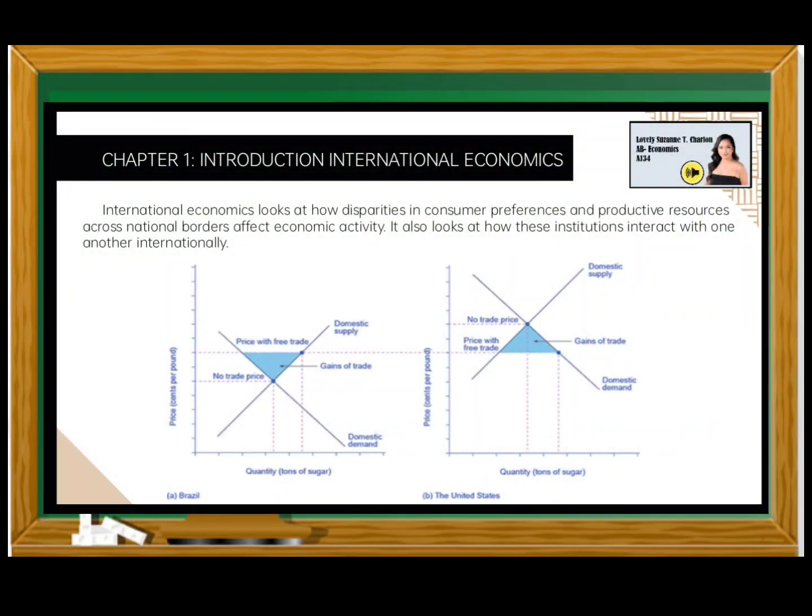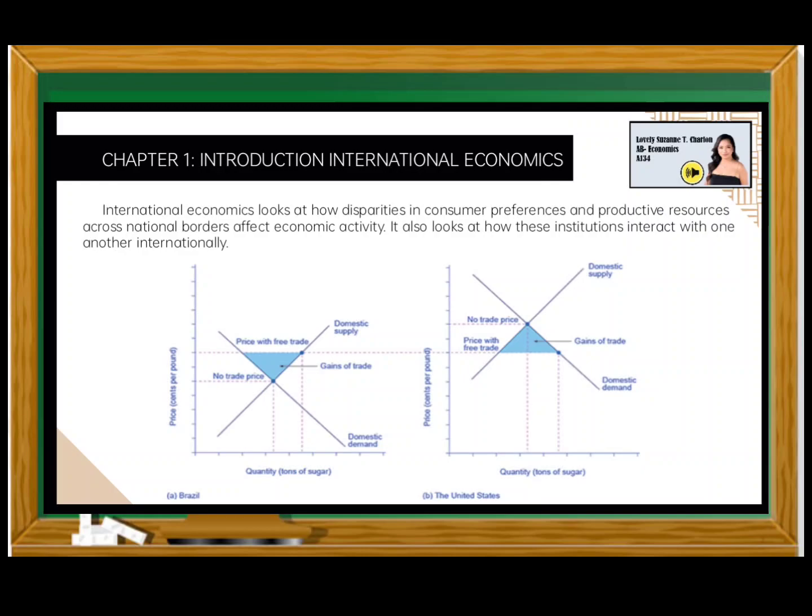Chapter 1, Introduction in International Economics. It looks at how disparities in consumers' preferences and productive resources across national borders affect economic activity. It also looks at how institutions interact with one another internationally.